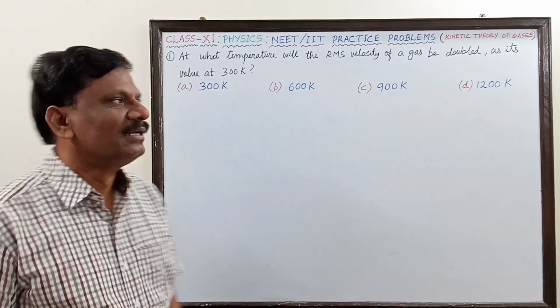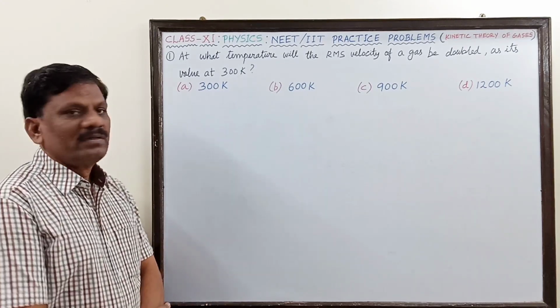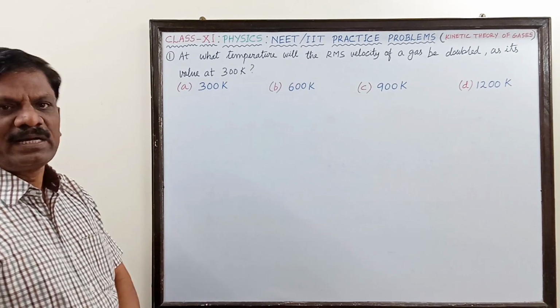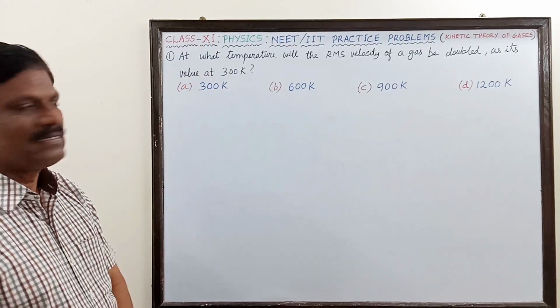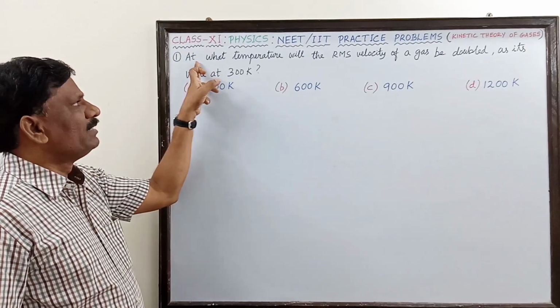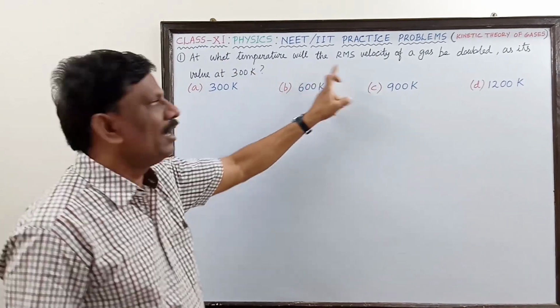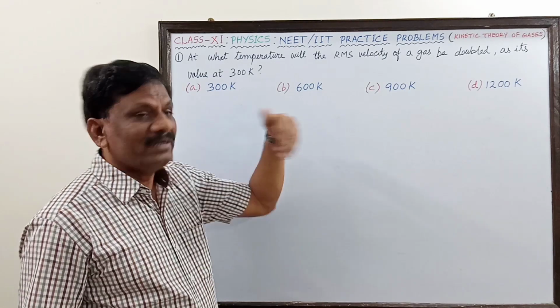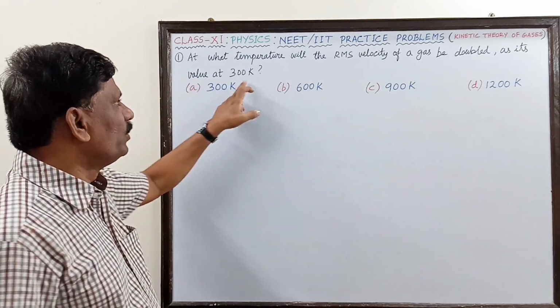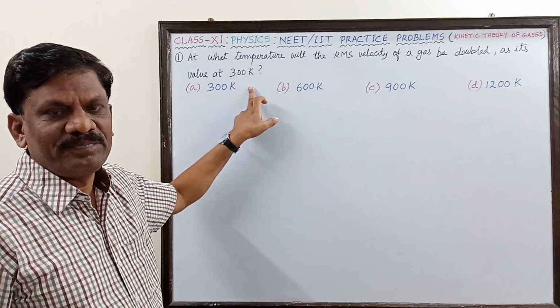Hi students, now we are going to solve MCQs for the competitive exams in the chapter Kinetic Theory of Gases. The first problem is, at what temperature will the RMS velocity of a gas be doubled as its value at 300 K?